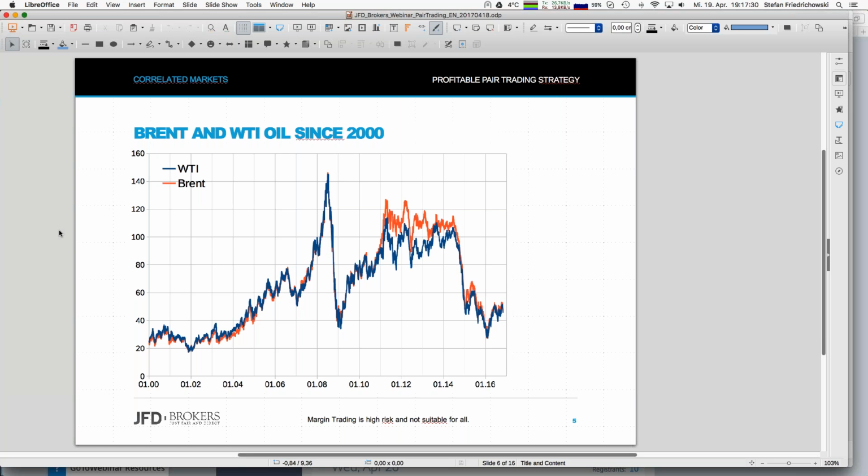What you see here in that chart is the Brent and the WTI price since 2000. So it's about 16 years of price history for those two prices, WTI in blue and Brent in red. As you can see from the chart, the prices are more or less identical during the complete period. There's one period between 2011 and 2014.